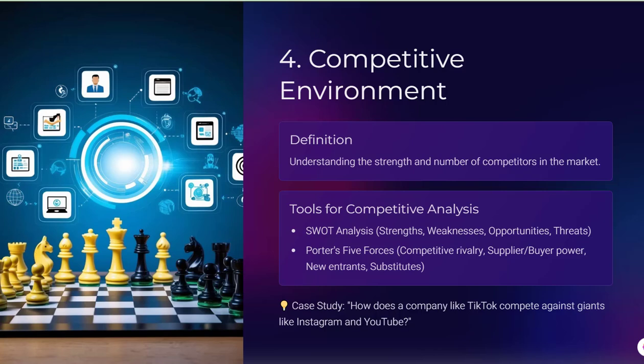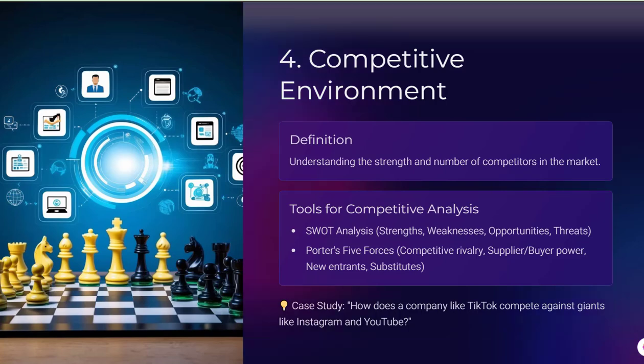So there are 2 key tools for competitive analysis. That's SWOT analysis, or strengths, weaknesses, opportunities, and threats. We use this tool to look at our own company's strengths and weaknesses, as well as the opportunities and threats in the market. And also we can use Michael Porter's 5 forces, analyzing competitive rivalry, suppliers, buyer power, potential new entrants, and substitute products. 5 forces of the market.